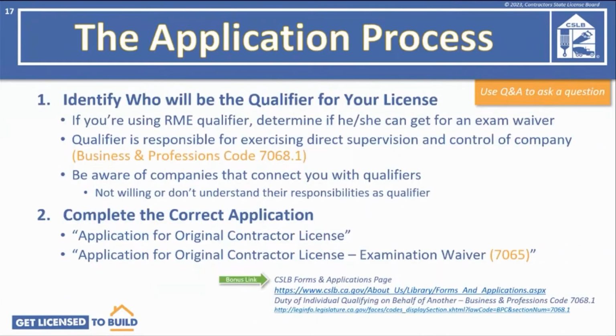Okay, now let's break down the steps of the application process. First, identify who will be the qualifier for your license. The person will be responsible for exercising direct supervision and control of the company. If you're using an RME, or a responsible managing employee, as your qualifier, determine if he or she can qualify for an exam waiver.